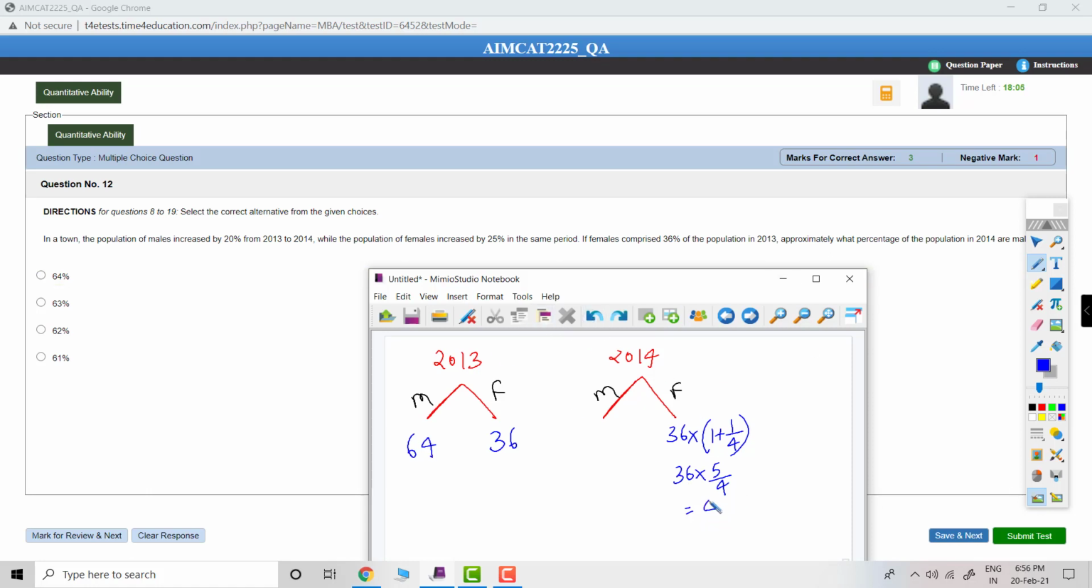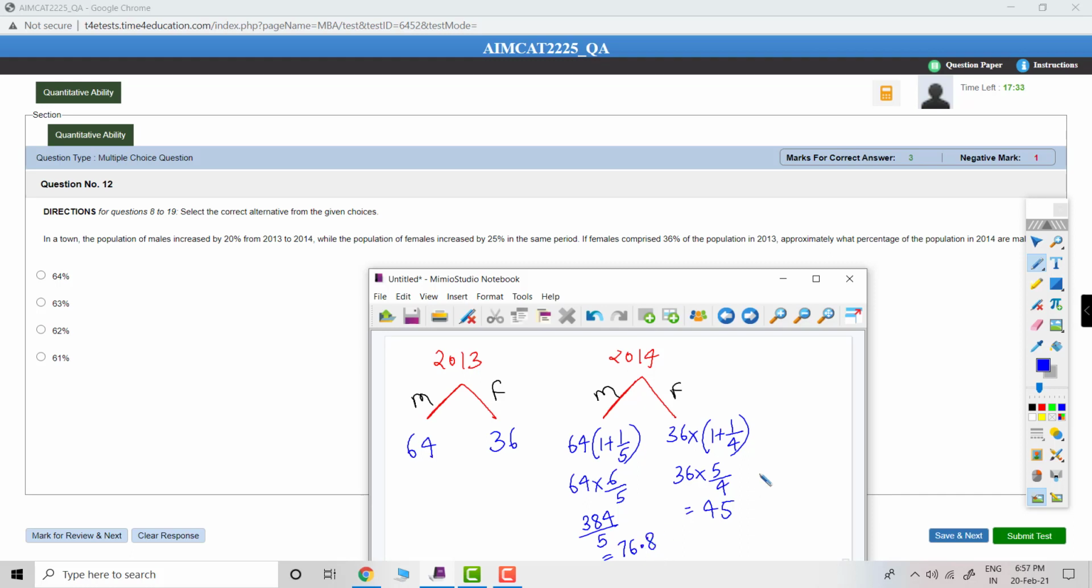And what will happen with the number of males? The number of males increased by 20% means 64 into 1 plus 1 by 5. That is equal to 64 into 6 by 5. Okay, this is going to be how much? Let's calculate this. This is 384 by 5. And this is equal to how much? 76.8.